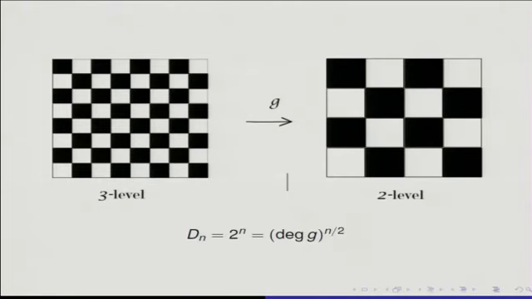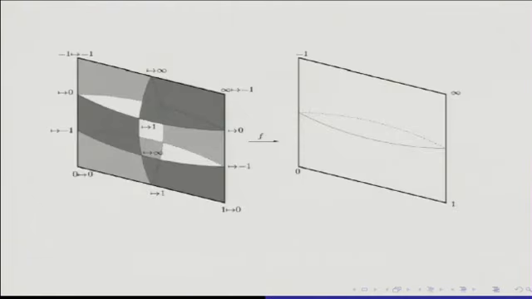Let's look at another example. In this one, I still color the front black and the back white, and map the black and white accordingly. This also has the post-critical set being still the 4 corner points. And so what's the degree of this map?